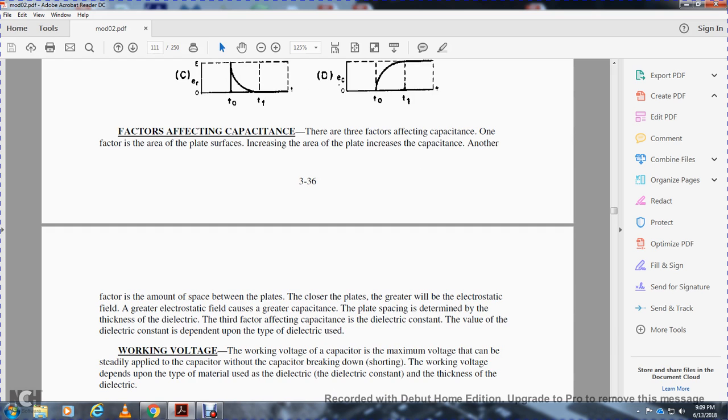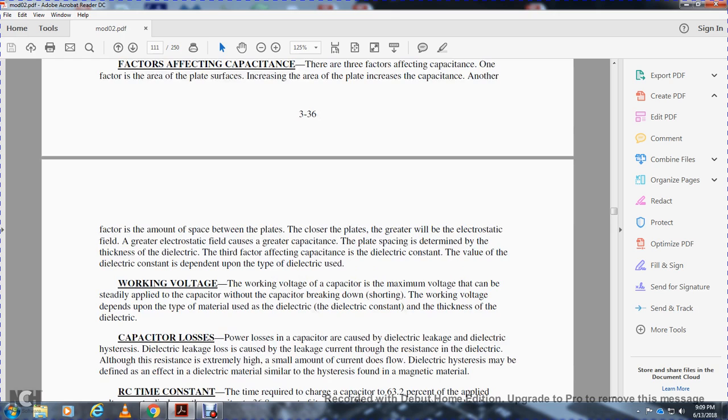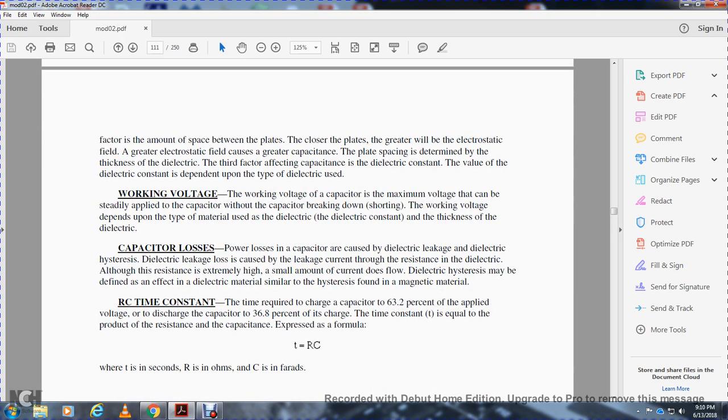The value of the dielectric constant depends on the type of dielectric used. Working voltage of the capacitor is the maximum voltage that can be steadily applied to the capacitor without breakdown or shorting. The working voltage depends on the type of material used, the dielectric constant, and the thickness of the dielectric.